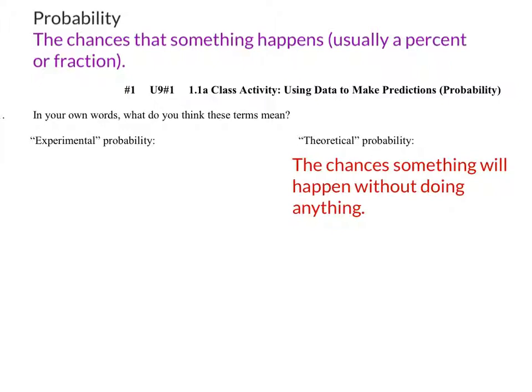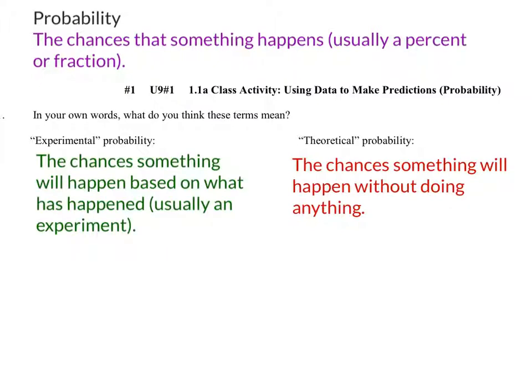So if that's the chances of something happening without doing anything, then the experimental probability is the chances something will happen by doing something. So experimental probability is the chances something will happen based on what has already happened, usually an experiment. Experimental probability is where you actually do the experiment. Theoretical probability is where you don't actually do the experiment. Here's a nice thing about probabilities, you guys: this is where math people really get to manipulate people's minds.